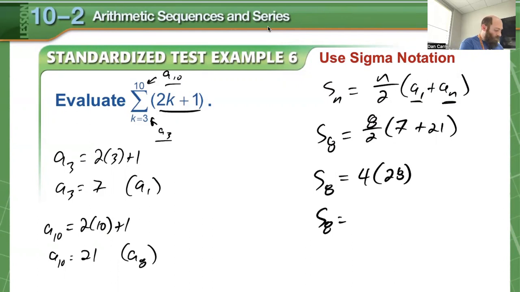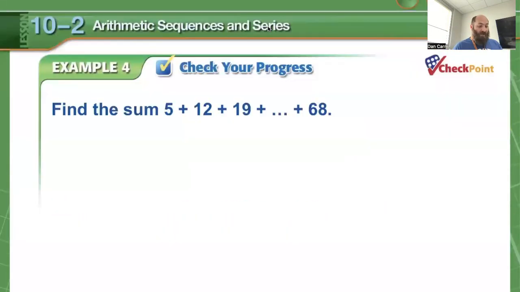So if I do that, that's 4 times 28. Gives me 112. Okay, so again, that's the sum of all the numbers starting at the 7. We're technically adding 2 every time until we get to 21, and all those numbers added up comes out to 112.